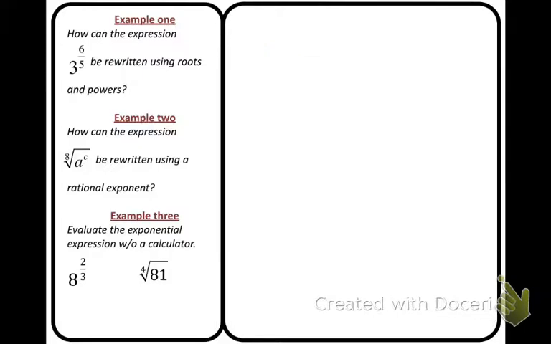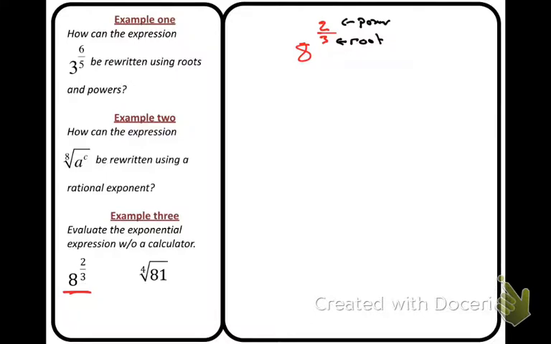Example 3. Evaluate the exponential expression without a calculator. So here's where the manipulation comes in. Without a calculator, we're doing this all by hand. So first one, 8 to the 2/3 power. I'm going to go ahead and write that here. 8 to the 2/3 power. So we know that when we rewrite this, that's our power, and we know the 3 is our root.